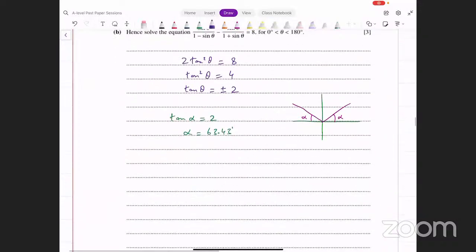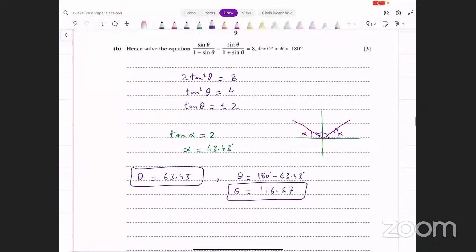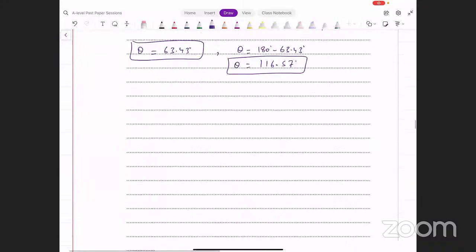अब हम क्या करेंगे, first quadrant के अंदर एक angle देख लेंगे और second के अंदर देख लेंगे. First में angle क्या बनता है, that's just 63.43, और फिर second वाला angle क्या बन जाएगा, that's going to be 180 minus 63.43 degrees, and this gives us 116.57. You can just leave it like this. These are the values of theta that satisfy your equation. Okay, these are the solutions that we've got for this equation. All right, let's move on.